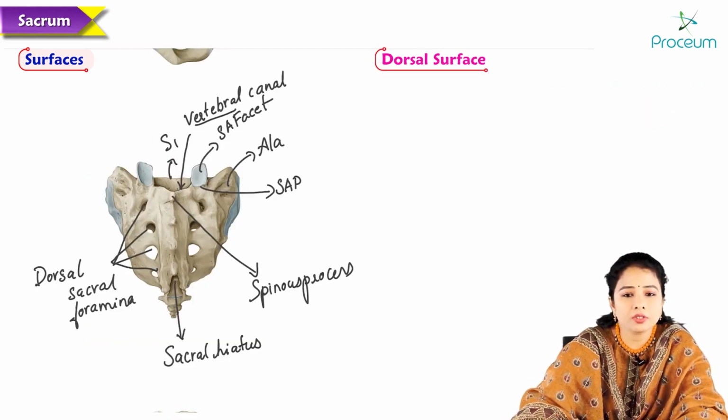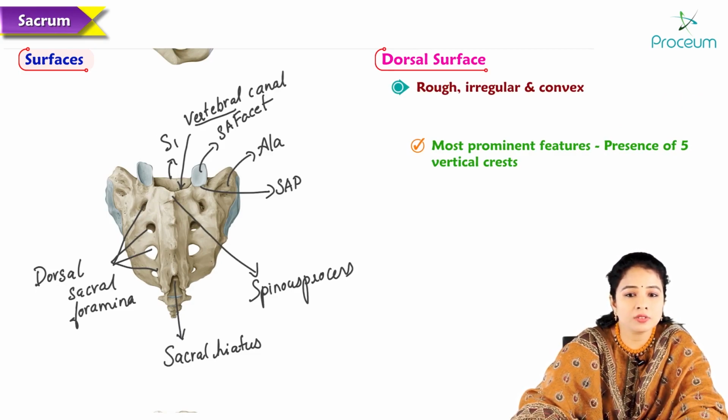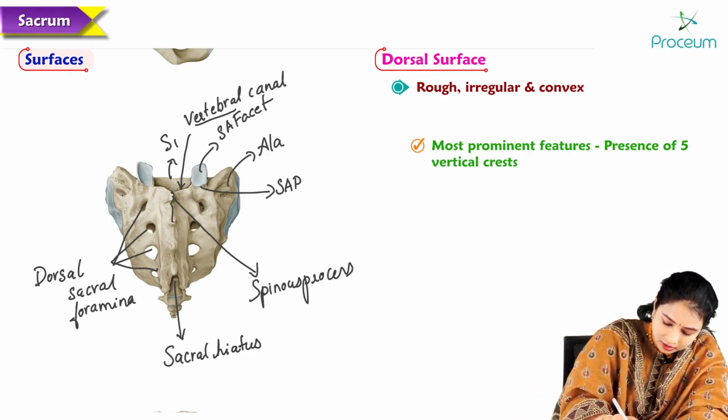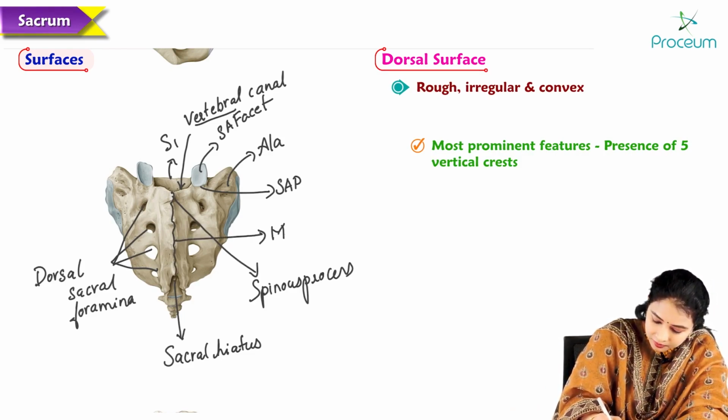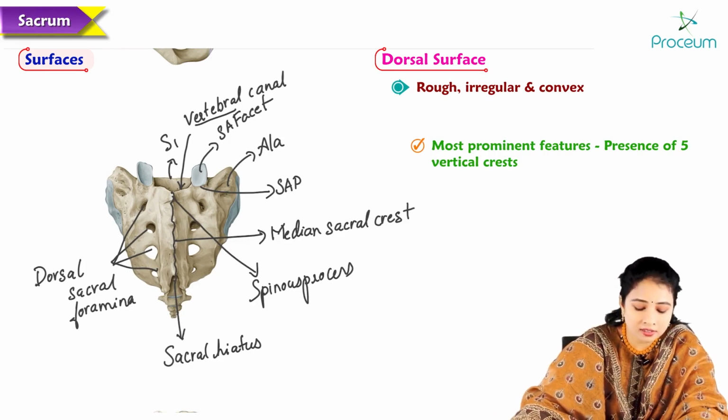Next, the dorsal surface of the sacrum. The dorsal surface of the sacrum is rough, irregular and convex, and the most prominent features on it are 5 vertical crests. The median sacral crest is the rough elevation in the middle, and then there are 2 intermediate sacral crests.